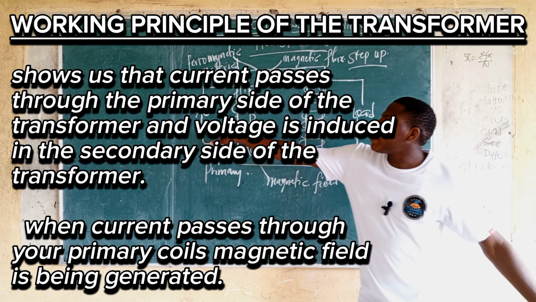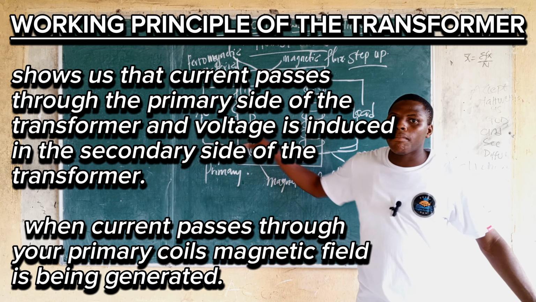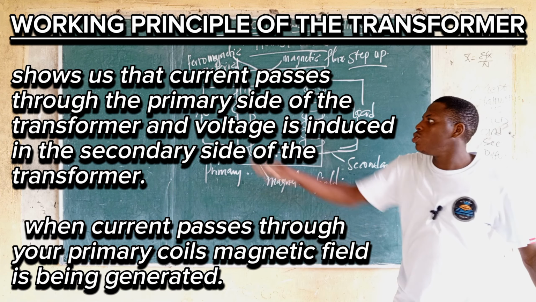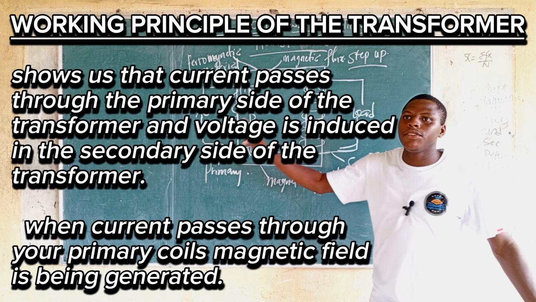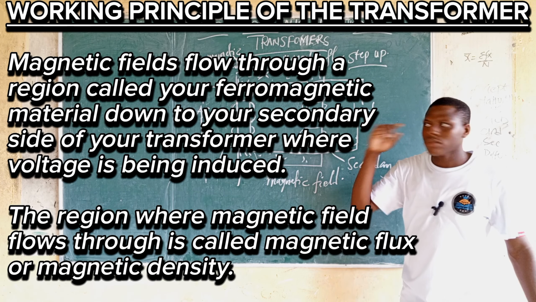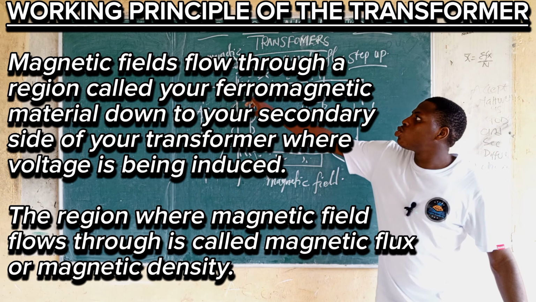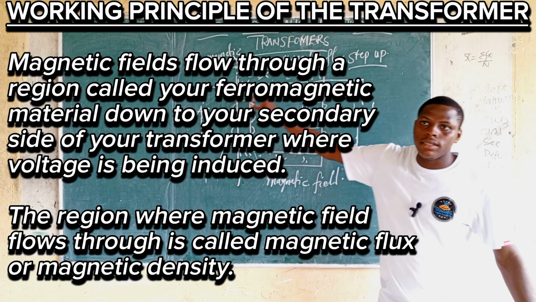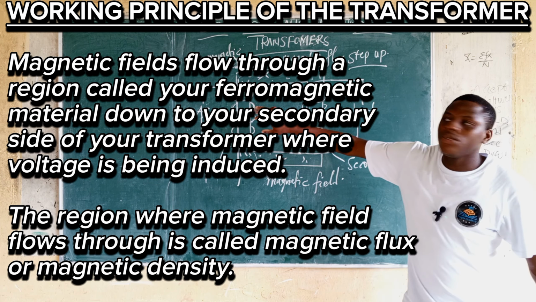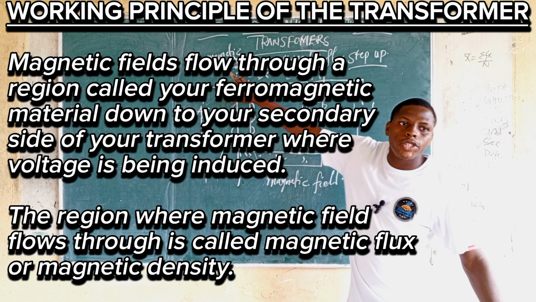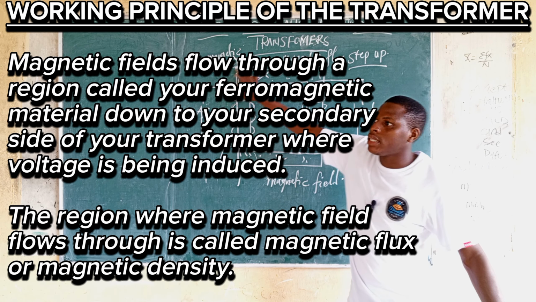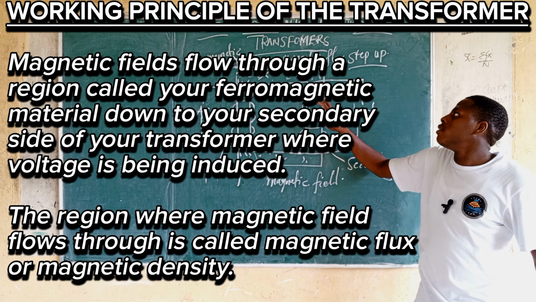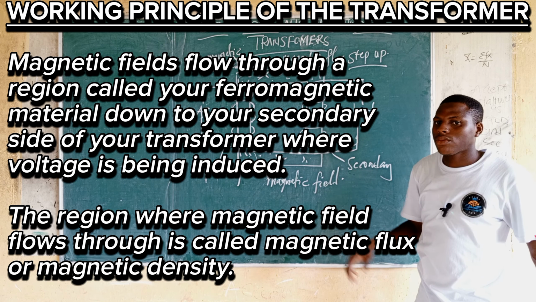Now, when current passes through your primary coils, magnetic field is being generated. Magnetic field flows through a region called your ferromagnetic material. Your magnetic field flows through a region called your ferromagnetic material down to your secondary side of the transformer, where voltage is being what? Induced.